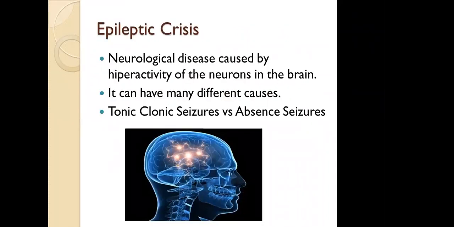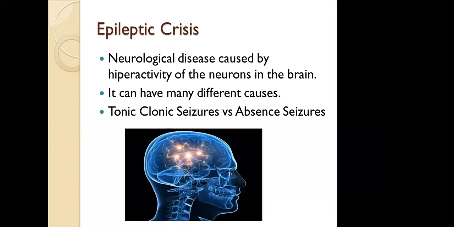So, epileptic crises are a neurological disease that is caused when your neurons in the brain fire way more than they should. So, it can have many different causes, like really, really many. It can happen at any age, at any point, whether it has happened before or not. It's not only epileptic people who have seizures, it can have many, many other causes.